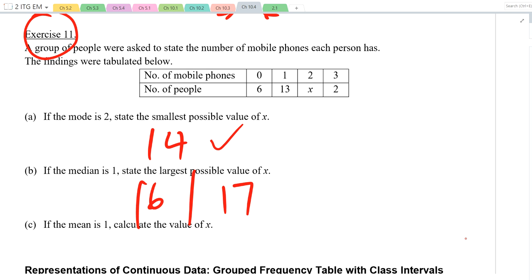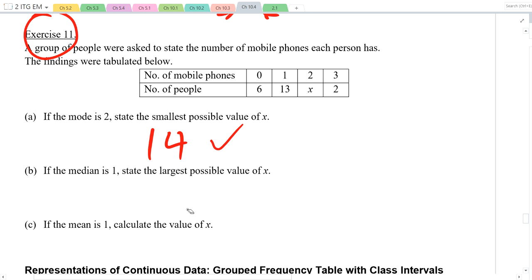Okay. So 6 plus 13 is actually 19. Minus the 2 for 2 people who have 3 mobile phones. So we get 17. And then she minus 1 again to get 16. Do you understand her explanation? Okay, let me try, Ken. I try one method, see whether you are okay with it or not.